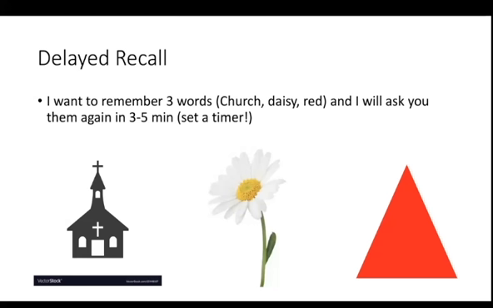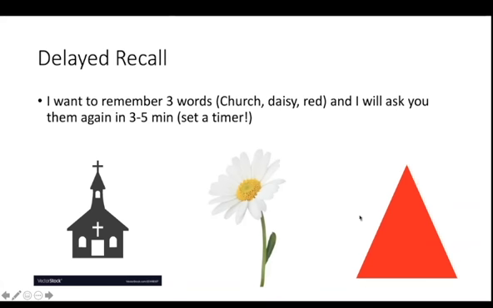Sometimes I'll have them repeat it, even if they say it the first time really well, I'll have them repeat it 2 or 3 times. I want to give them the best possible chance they have. I set the timer and then I ask them. And like the MoCA, you can do category cues. So you could say, one of them was a shape or a color, excuse me. I was looking at this. One of them was a color.